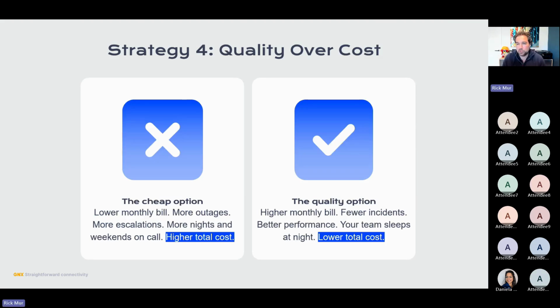And then, again, quality over cost. I'm not saying you should go for the highest cost option. I'm not saying you should go for the cheapest option. The answer is, as anything in IT, it depends. It depends what you're looking for.